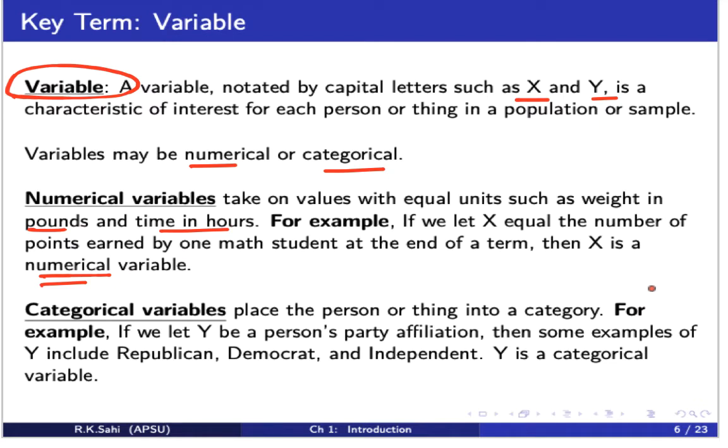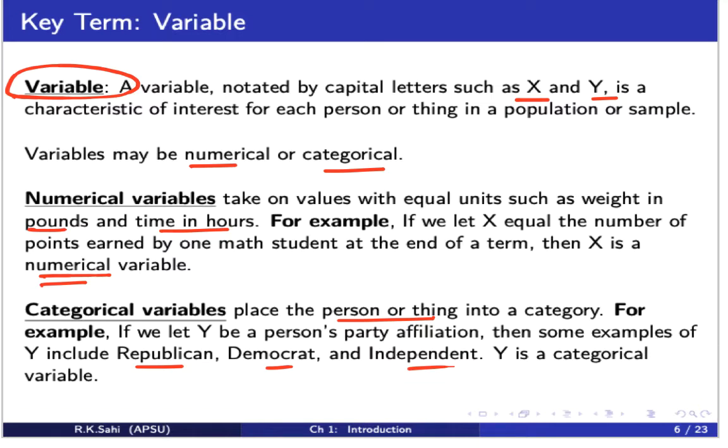Now, let's look at categorical. Categorical, as I said, is non-numerical. So here they're going to place the person or a thing into a category. For example, if you're going to look at a person's party affiliation, then what are the possible choices for that variable? It can be either Republican, Democrat, or Independent. So those are the two main categories of a variable, numerical or categorical.